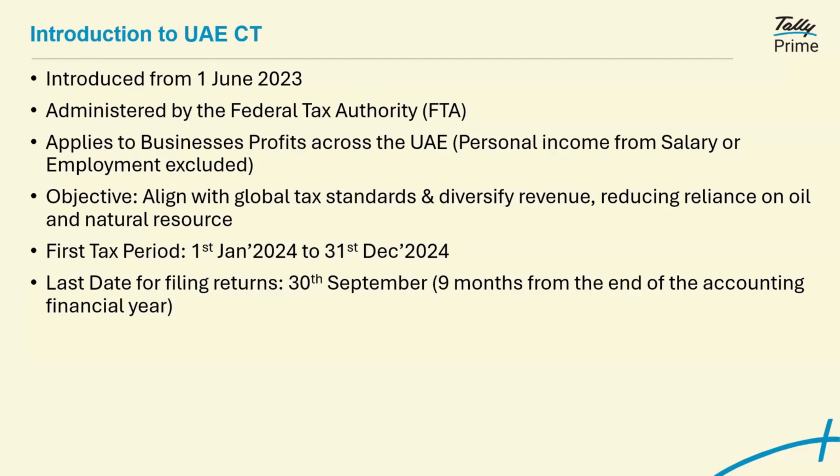The first tax period for most of the companies starts from 1st Jan 24 to 31st December, and the last day for filing is 30th of September, which is this month. So every year, all the companies that operate across UAE must file their CT, corporate tax. From the completion of their tax period, you still have 9 months duration to file it.